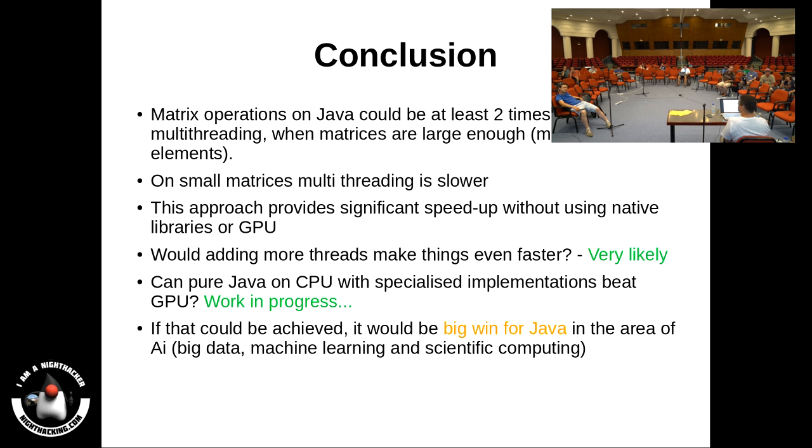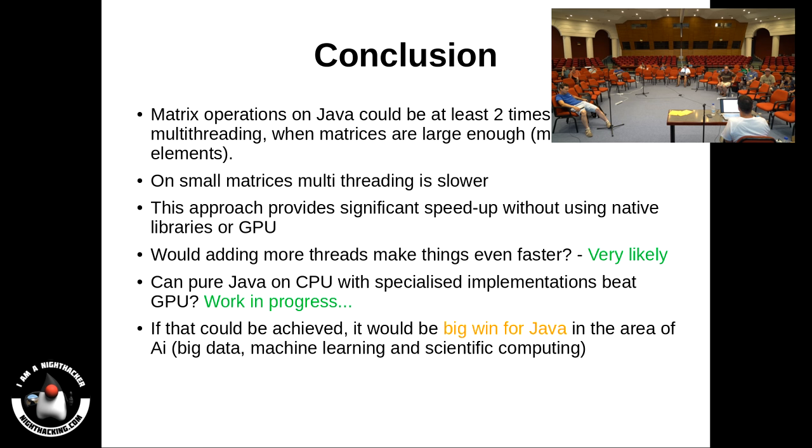What we have seen is that on small matrices, this multi-threading is much slower. And this definitely needs to be further investigated, and we are going to do this at JCrete, in a hackathon. I actually propose a hackathon session about this so we can see all the things that Kirk and Jean-Philippe here outlined.